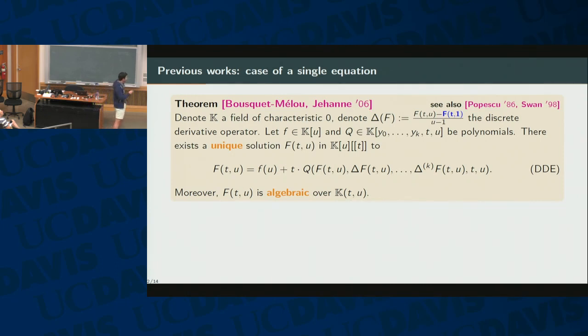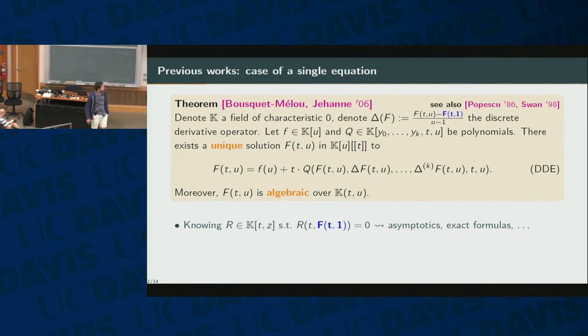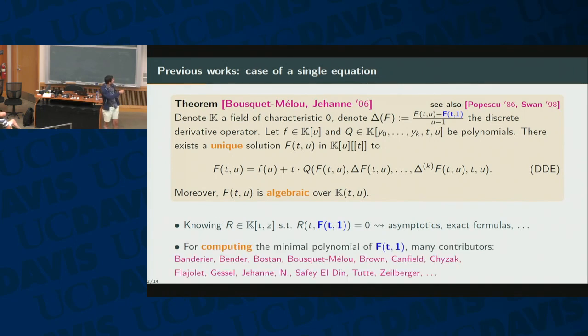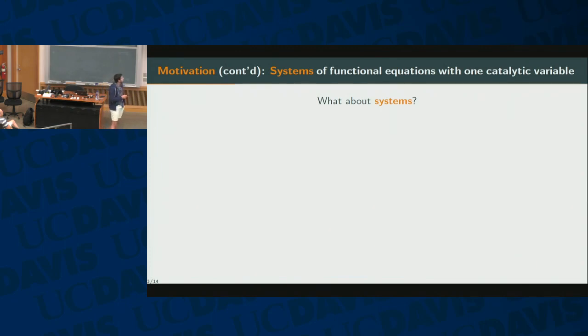Starting from such a result, what is usually done is to compute a witness of the algebraicity and to deduce properties on the sequence of the initial enumerations, like an asymptotic growth or an exact formula if it is possible. In the literature, there exist many contributors that studied this question of computing annihilating polynomials. In the title, there was this word system. So now I will be interested in the case of systems.